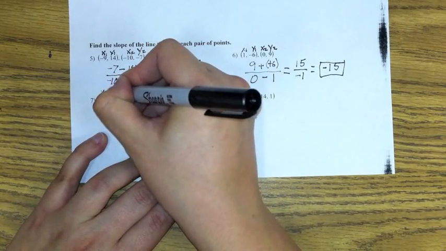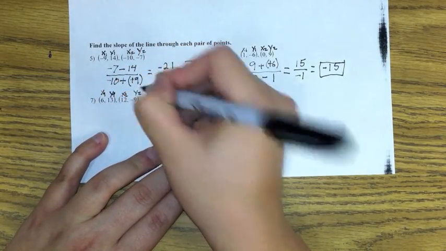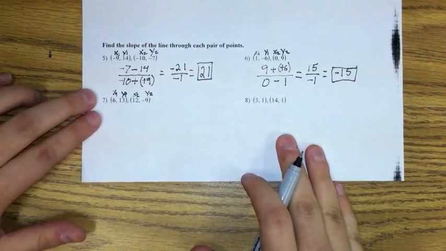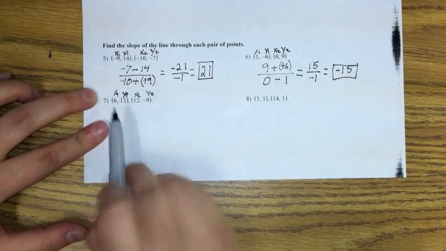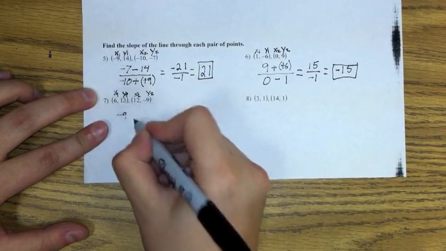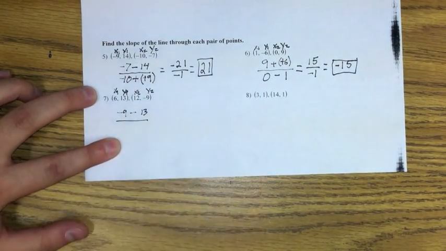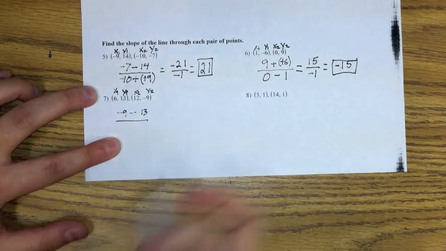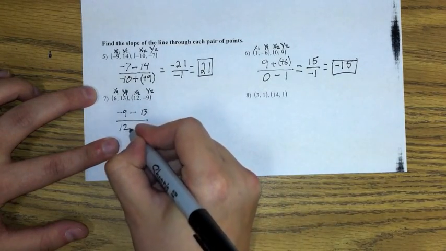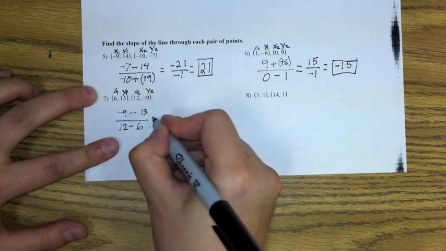But I like to label. Okay, let's start substituting again. y2 goes at the top, minus y1. Okay, x2 minus x1.